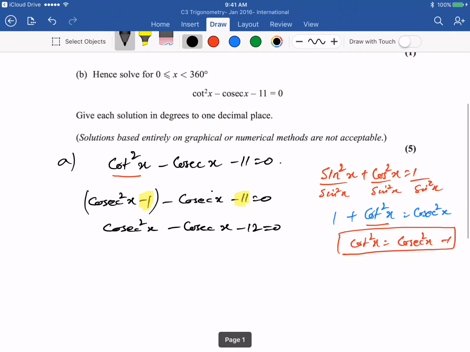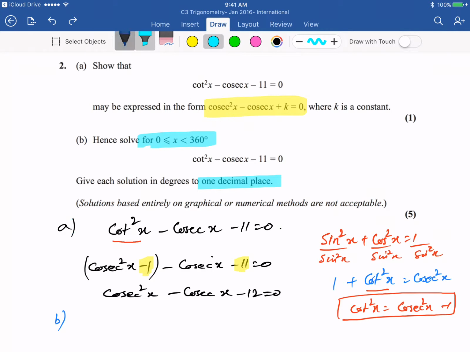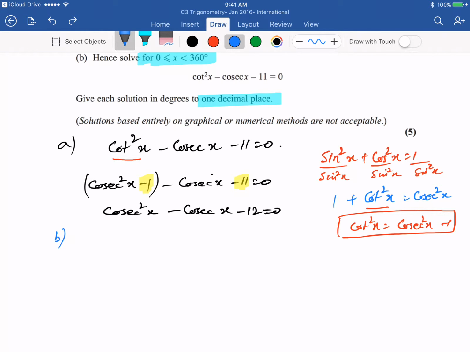Now for part B, we have limits given here, 0 to 360, and we need to give the solution to 1 decimal place. So if we start from the same question, cot square x minus cosec x minus 11 equals 0, we already know that this can be written as cosec square x minus cosec x minus 12 equals 0, which looks like a quadratic equation.